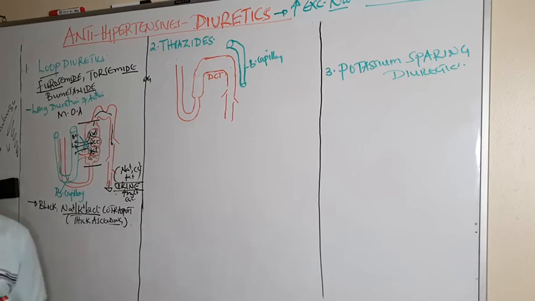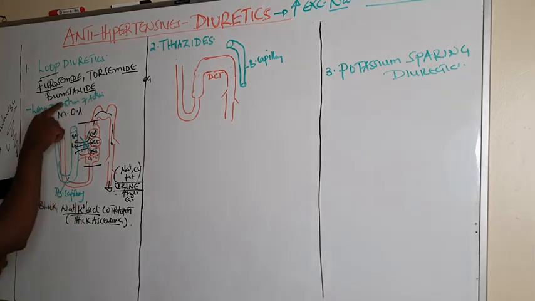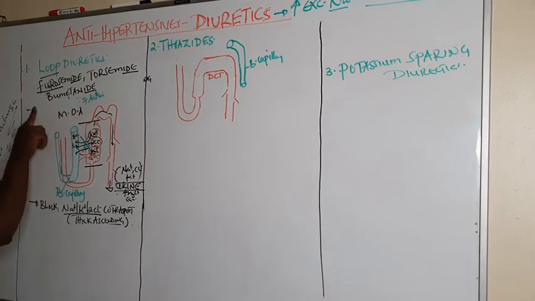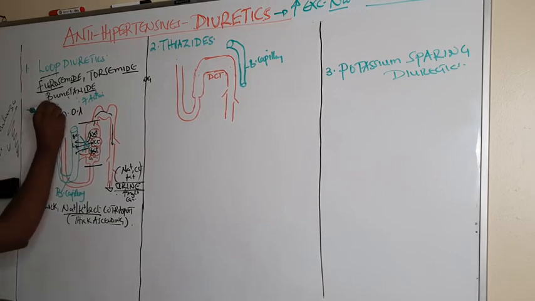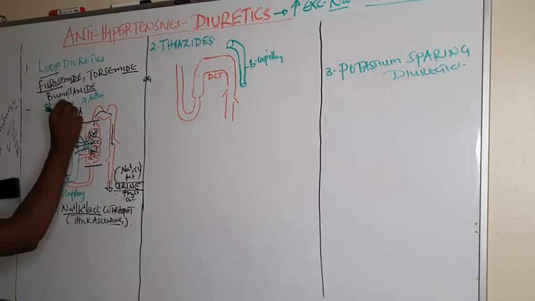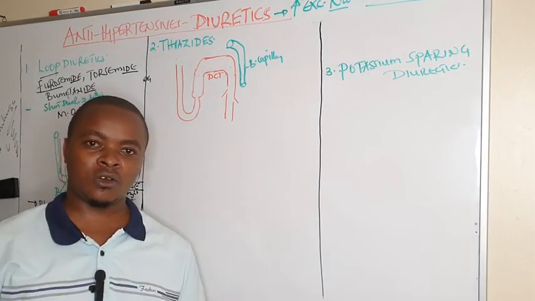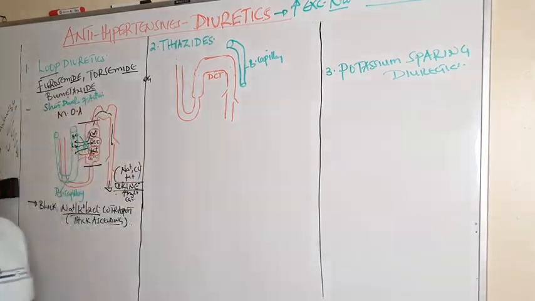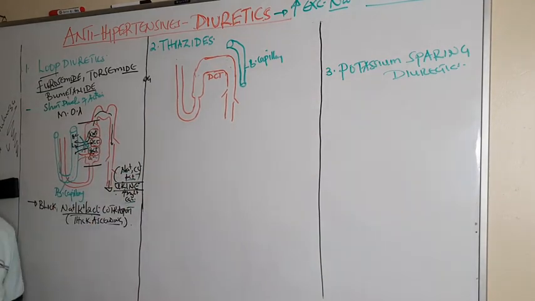In the beginning, we had said they have a long duration of action, but actually they are short acting. These have a short duration of action. So this is their mechanism of action. We find there is constant loss of sodium, chloride, potassium, and calcium in urine.